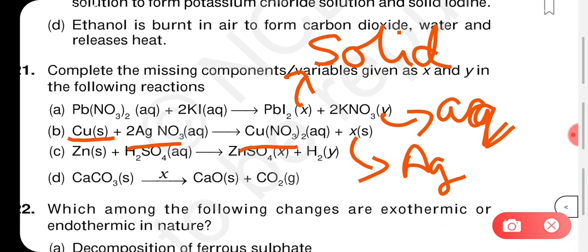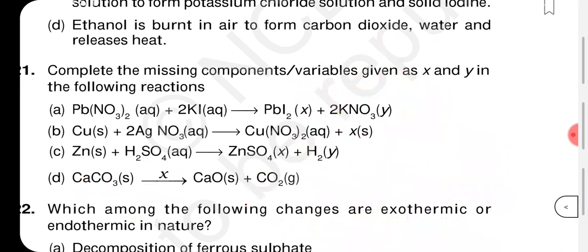Next, you have to find the state of matter. It will be solid, it is already given, and all the states of matter are mentioned. So this is what we were supposed to find. This X is actually silver. Let's move to the next question.